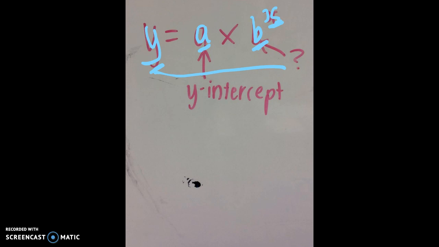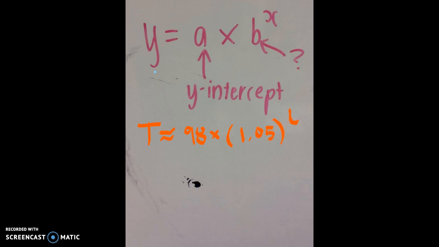So let's have a look at an example. Imagine we're doing our assignment and we get this regression line that, let's say, approximately, T equals 98 times, say, 1.05 to the power of t. So here you can see my variable t is the time in minutes, and the capital T here is the temperature.